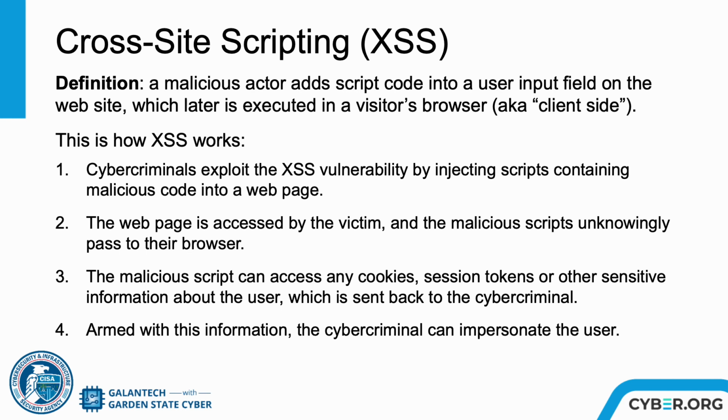First, cybercriminals exploit the cross-site scripting vulnerability by injecting scripts that contain malicious code into a web page. Second, the web page is accessed by the victim, and the malicious scripts unknowingly pass to their browser. Next, the malicious script can access any cookies, session tokens, or other sensitive information about the user, which is sent back to the cybercriminal. And then finally, armed with this information, the cybercriminal can impersonate the user.